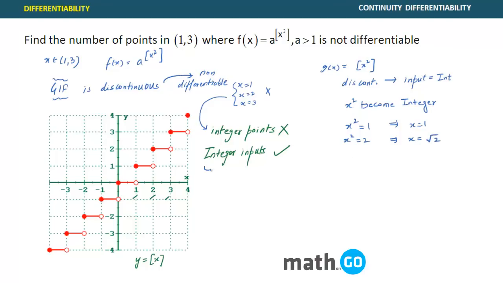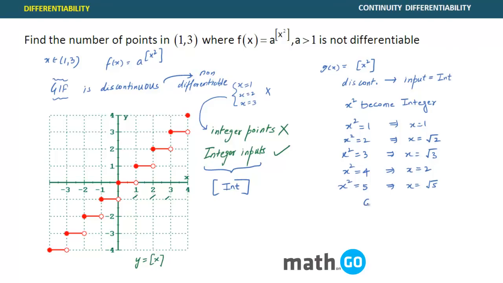Again I am reiterating what I mean by integer inputs: if this is the GIF, this will become discontinuous whenever it takes an integer value inside. Since the input is x square, I am trying to check when it will take an integer value. So x square can be equal to 3 at x equal to root 3. I hope you are getting my point. X square is equal to 4, this takes place at x equal to 2. X square is equal to 5, again this will be discontinuous at root 5.